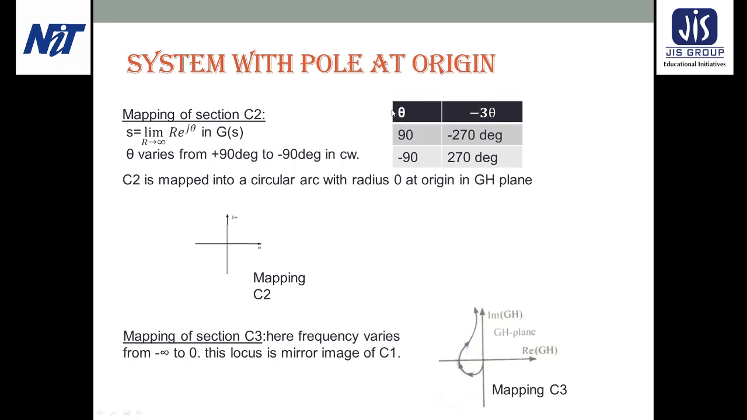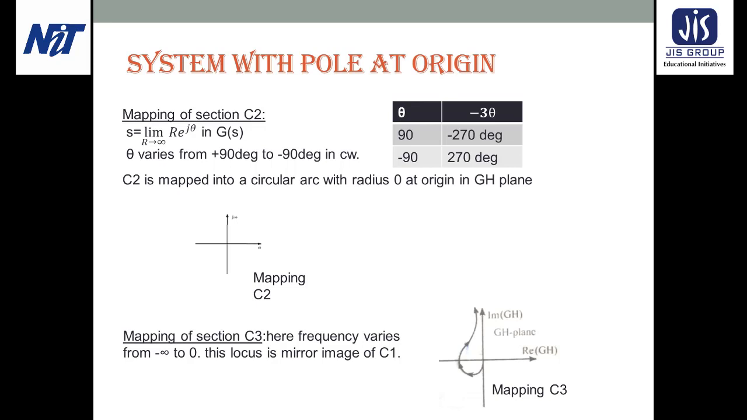So if you put theta equal to plus 90 and minus 90, because theta is varying from plus 90 to minus 90, minus 3 theta becomes minus 270 degree and plus 270 degree. So C2 is mapped into a circular arc with radius 0, that means a point at origin in the GH plane. So the mapping of section C2 is actually a circular arc of radius 0 and it has been mapped into the origin of the GH plane.